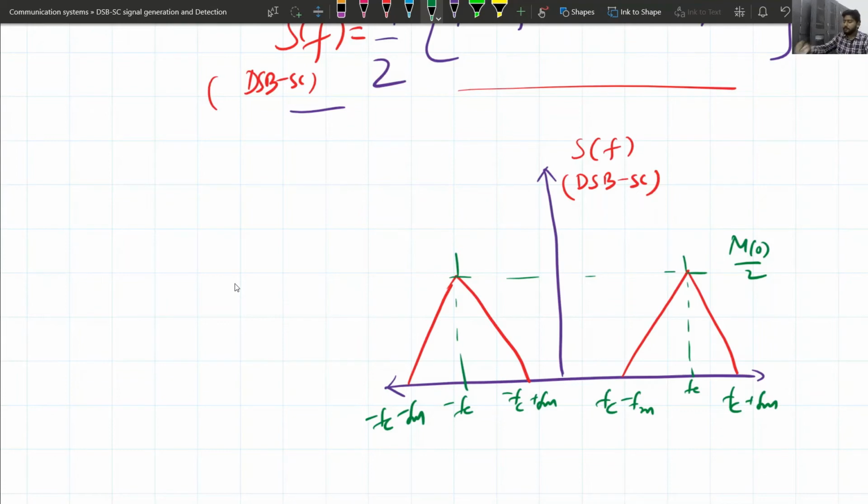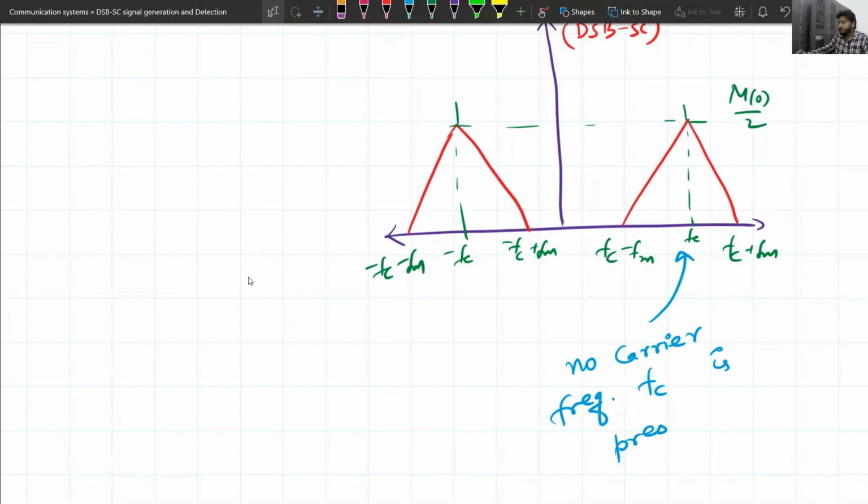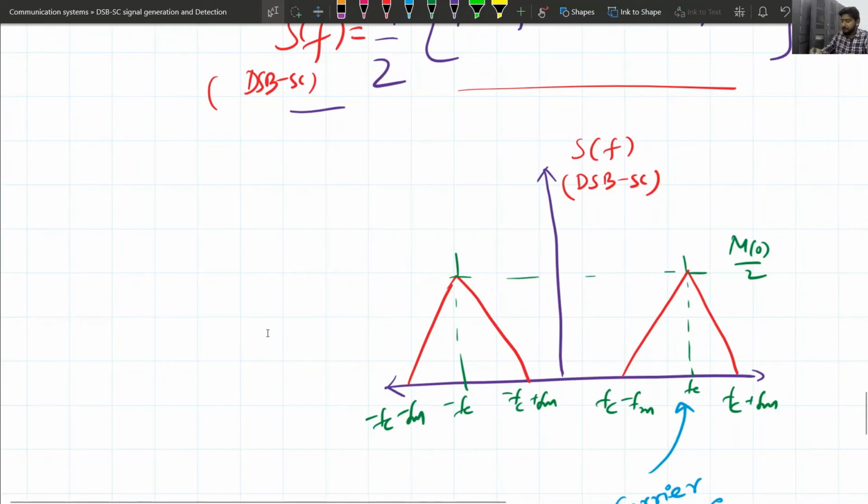So as you observe here, no carrier frequency fc is present. No additional carrier frequency is present, which makes this modulation more efficient compared to the AM wave. Let's say we compare it with the frequency domain representation of the AM wave. Let's do the comparison.